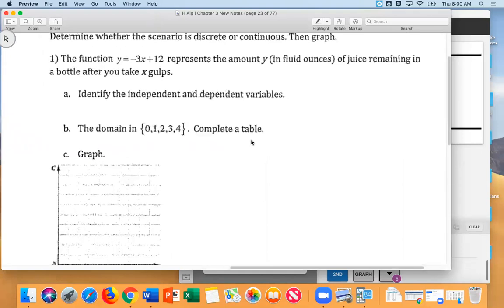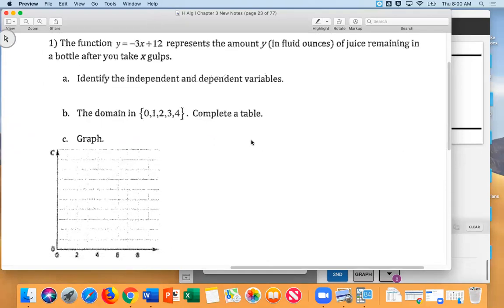So here's how we kind of do this. Now, it says the function y equals -3x + 12 represents the amount of fluid ounces of juice remaining in a bottle after you take a sip. And it says identify the independent and dependent variables, and then it says I need to graph it. All right. Destiny, you ready for this? Ready? No? Oh, boy. How about now? All right, here we go.